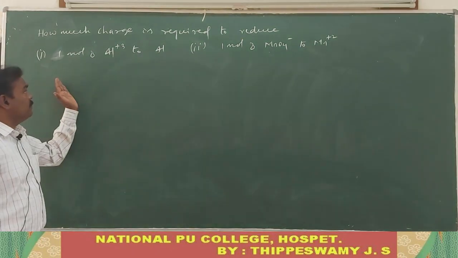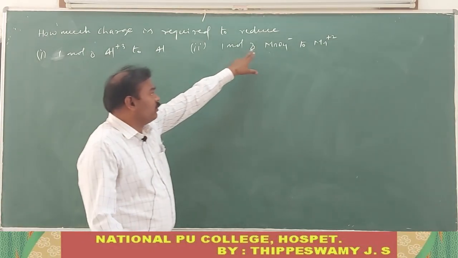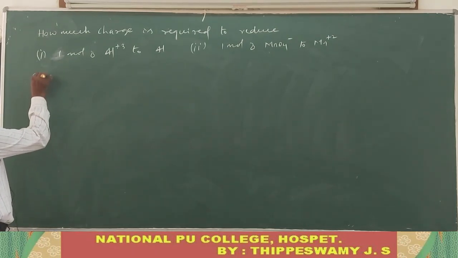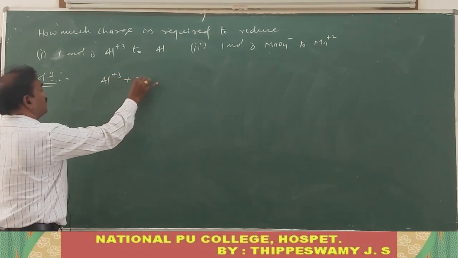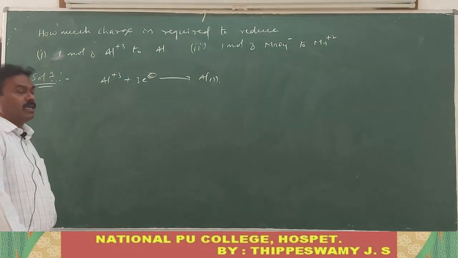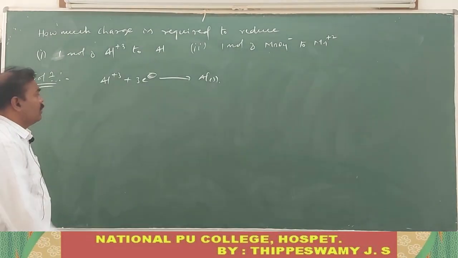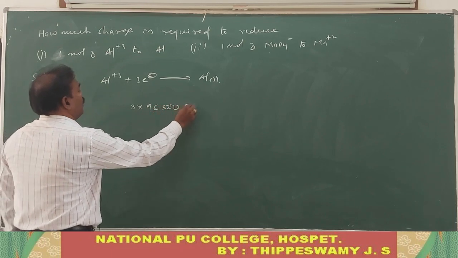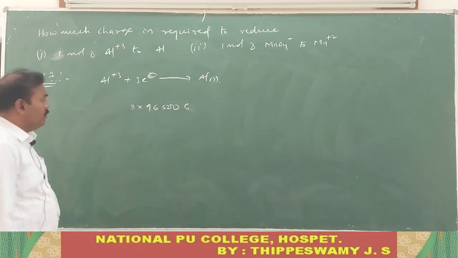How much charge is required to reduce 1 mole of aluminium plus 3 to aluminium and 1 mole of MnO4 minus into Mn plus 2? Now you see, first one you can take regarding the aluminium. Aluminium plus 3 requires 3 moles of electrons to form aluminium solid. 3 moles of electrons. Following all of you? That is how much charge is required. Now we take 3 into 96,500 coulombs. 3 into 96,500. Then what is that value? Can you simplify now?